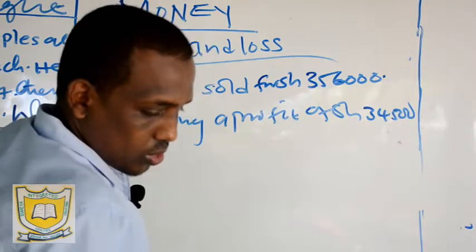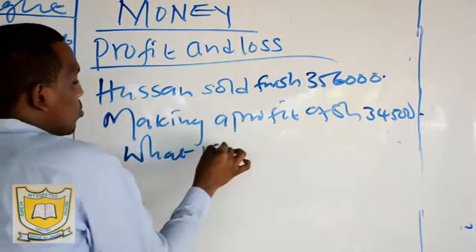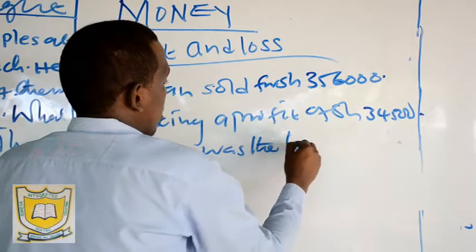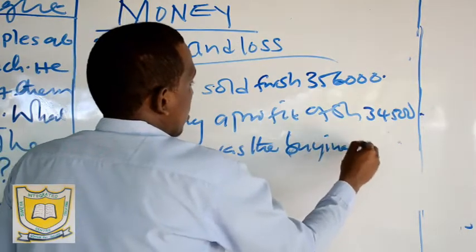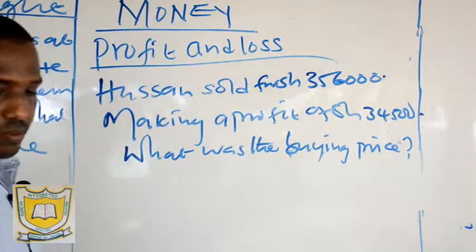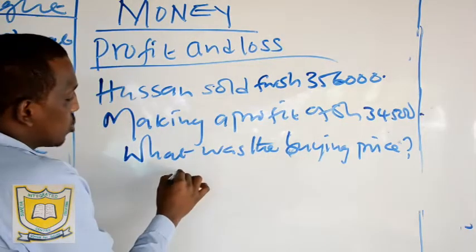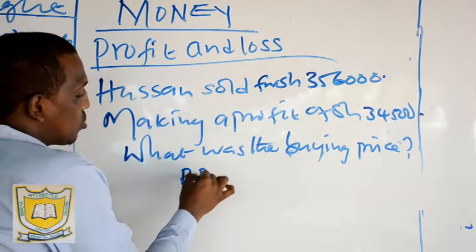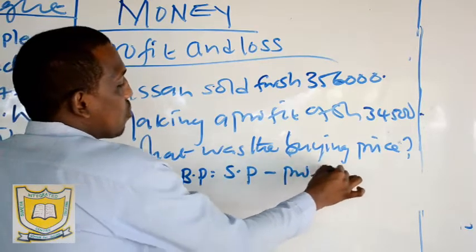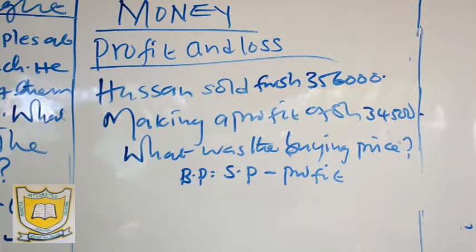Then you are told, what was the buying price? Remember, we say buying price is equal to selling price minus profit. That is the formula. We only follow the formula.